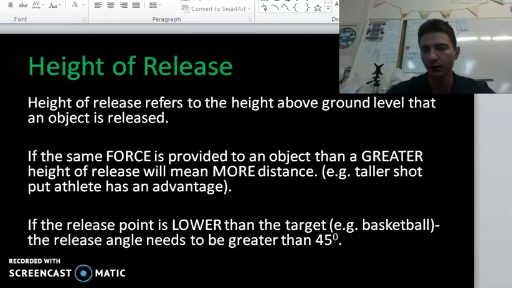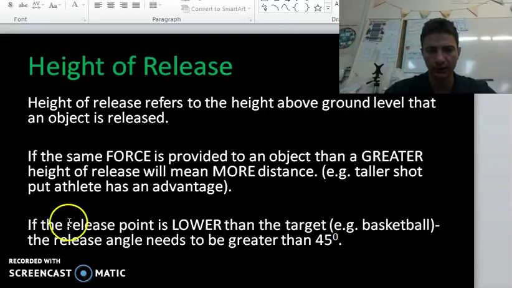Because if you think about it, the higher up you release an object, the more time before it's going to come down to the ground and hit. So the more time that object has in the air to gain that distance. So a taller shot put thrower instantly has an advantage. It doesn't mean they're going to win, it's really about force. But if that same force is being put on the same shot put from two different athletes, then the taller one is always going to win, especially if the same angle of release is being put on it as well.